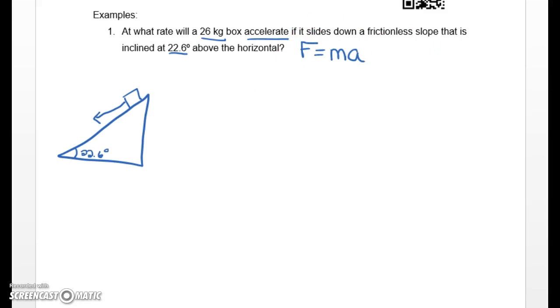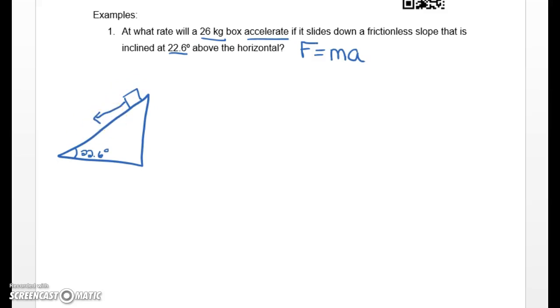And so one thing that's really important to make sure you understand is that when we're talking about the force and the acceleration of the object, we're looking at the box accelerating in this direction, which means that we need the force in that same direction. Okay?